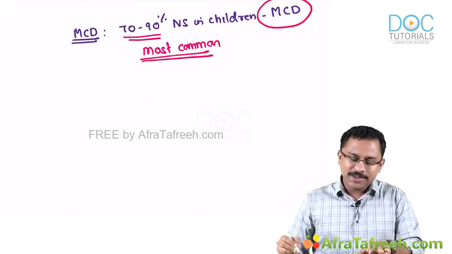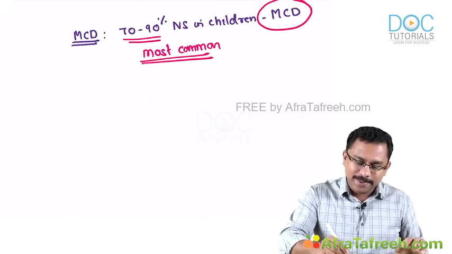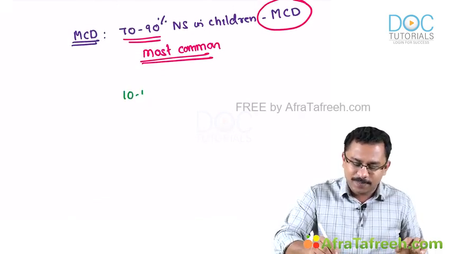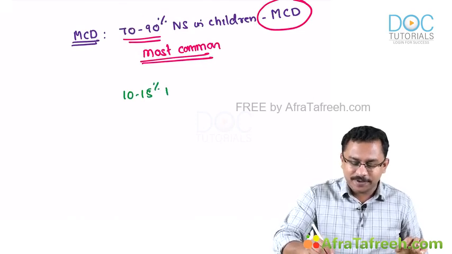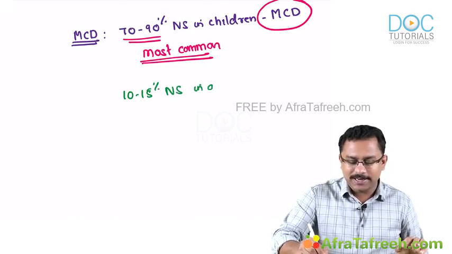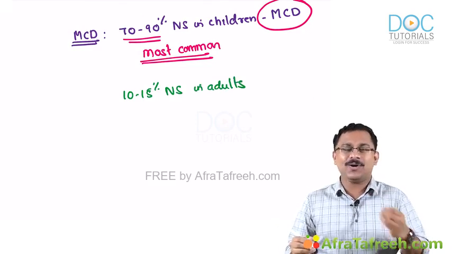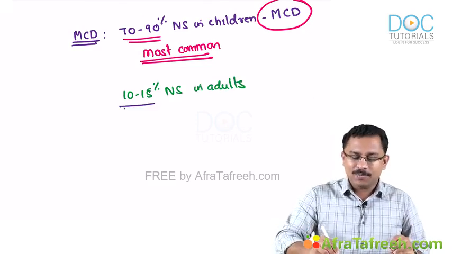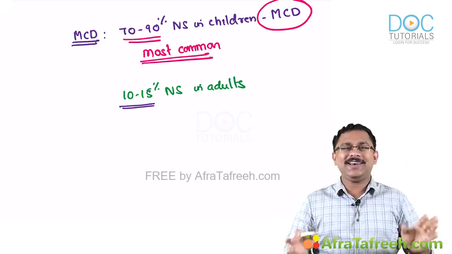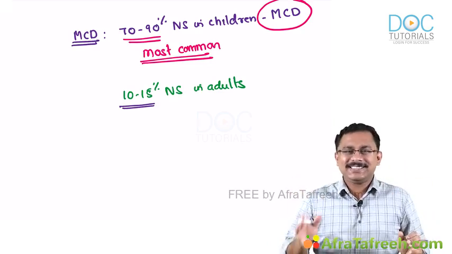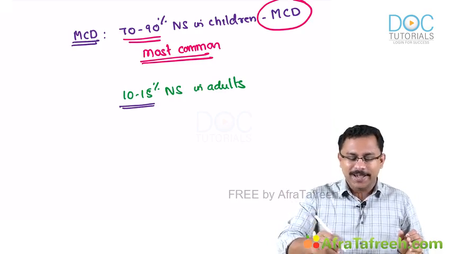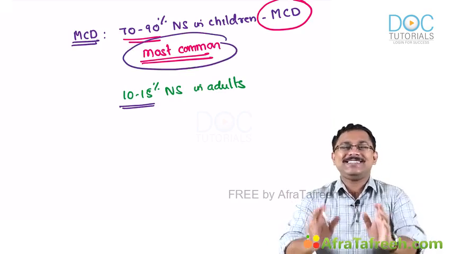And also this would account for about 10 to 15% of cases of nephrotic syndrome in adults. So if you ask me, can it occur in adults? It can occur, but remember, mostly it is seen in children, 2 to 6 years. That is the age group of presentation. So it is mostly a disease of children.